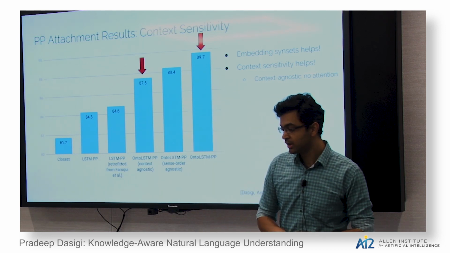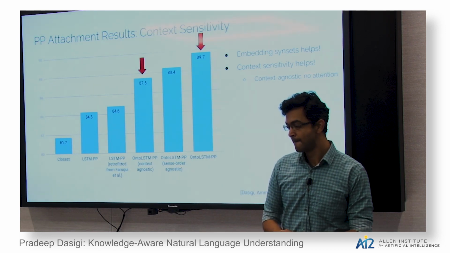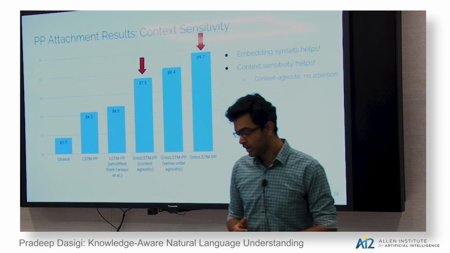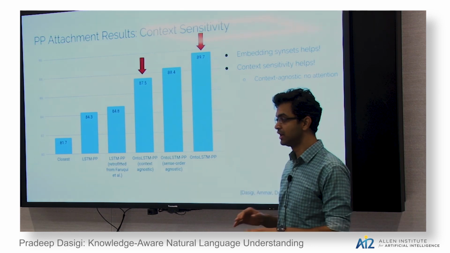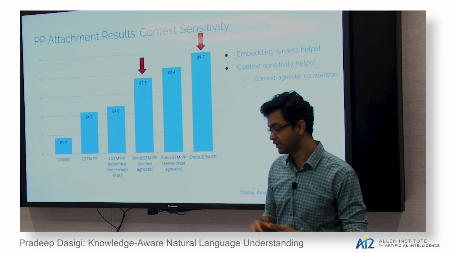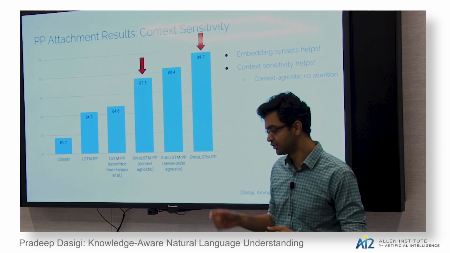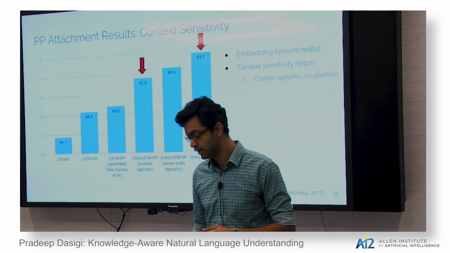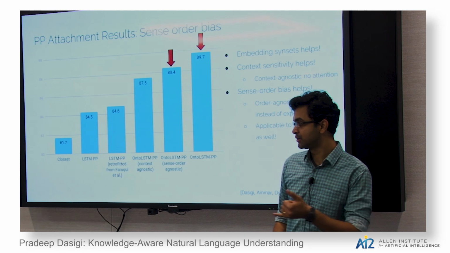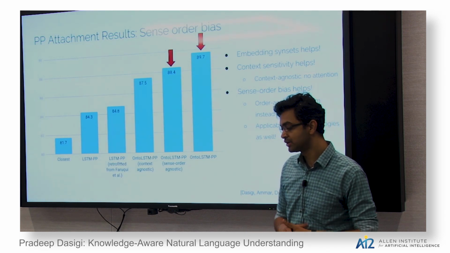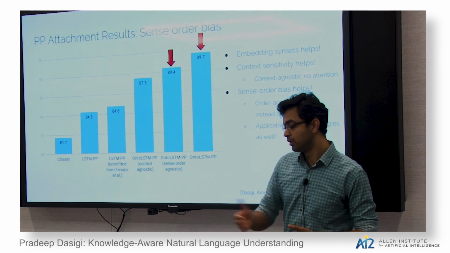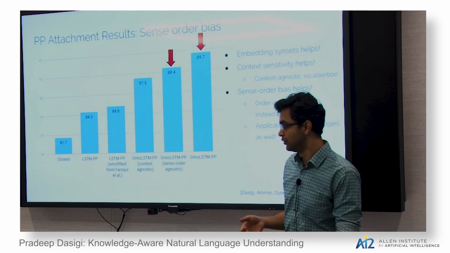The second point of comparison is whether context sensitivity helps. To do that, we define a context agnostic variant of the model that I just showed, where we just replace the attention with a uniform distribution. And as you can see, context sensitivity helps very much. There is a significant improvement of close to 2 percentage points by adding context sensitivity. The third point of comparison is whether sense order bias, the exponential distribution I talked about earlier, whether using that helps. And you can see that that indeed helps. And we do that by replacing the exponential distribution with the uniform distribution.